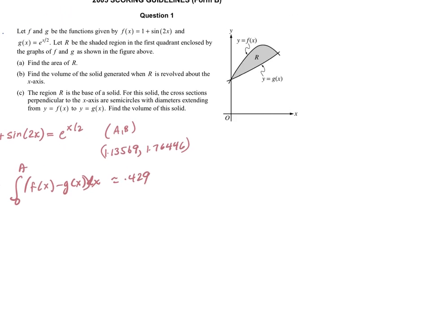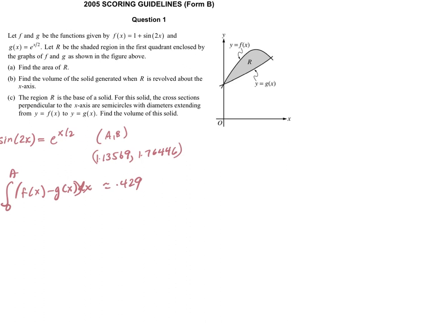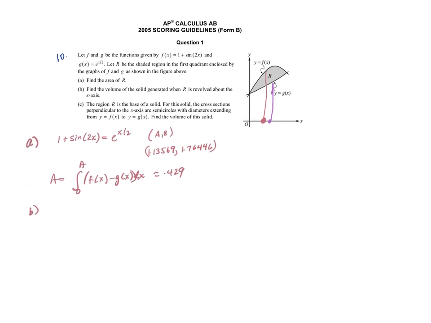All right, for part B, find the volume around the x-axis. So this is a washer, right? We've got a big gap in here. So we're going around this. So again, it's always axis of rotation, the furthest curve, and then minus the lower curve, like that. Okay.